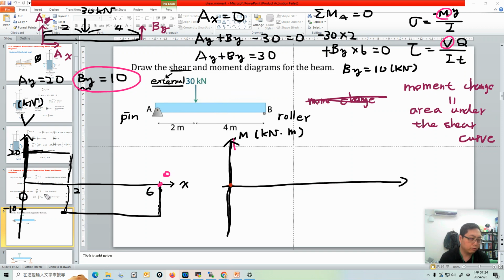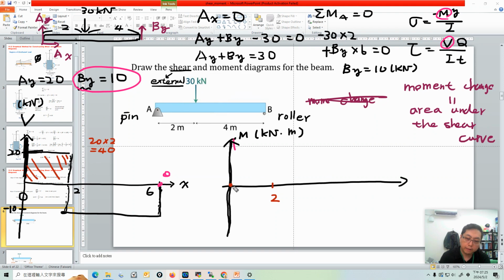From 0 to 2, what is the area here? Its area is equal to 20 times 2, so it's 40. That means between 0 and 2, the change of the moment is equal to 40. The moment change equals the area under the shear curve, so between 0 and 2 the change of moment is 20 times 2, which is 40.